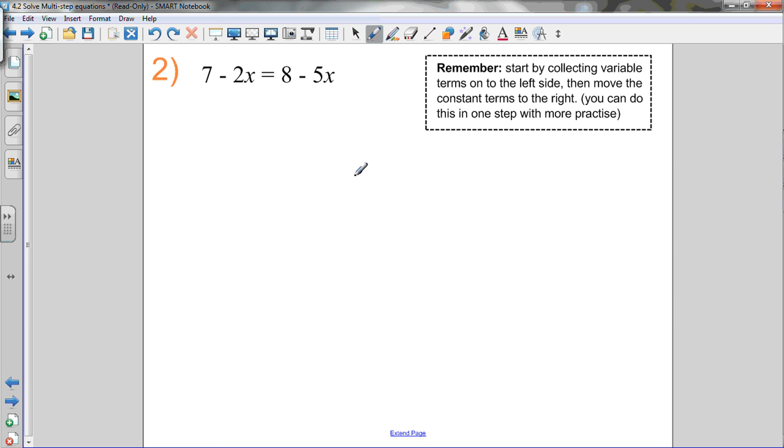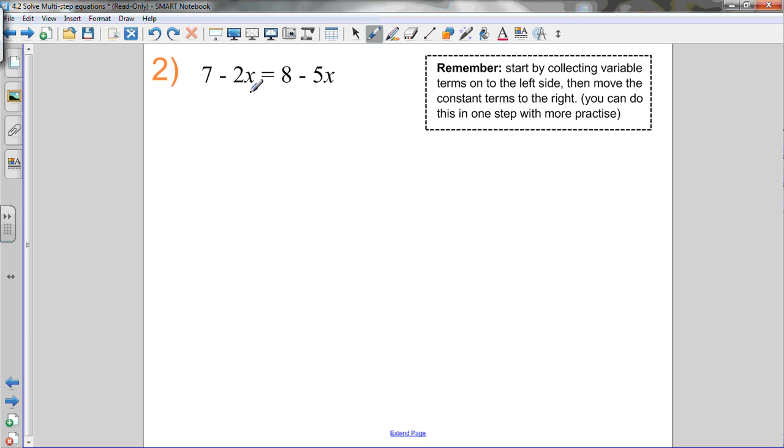Number 2, I have 7 minus 2x equals 8 minus 5x. So remember, start by collecting the variable terms onto one side of the equation. It can be the left or the right. I'll just kind of get in the habit of bringing them to the left. Then move the constant terms to the other side of the equation, and then isolate the variable. So let's do this.